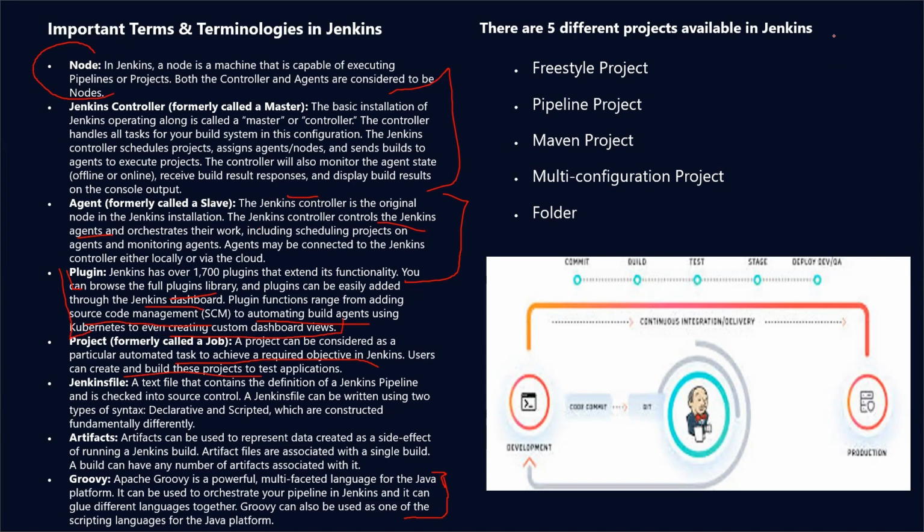So how many types of project are there in Jenkins? There are freestyle project, pipeline project, Maven project, multi-configuration project, folder. Multiple project types are there. This I will explain to you. How does Jenkins continuous integration delivery work? Commit, build, test, stage, and deploy. We already discussed this in the previous slide. So development to code commit, then it will go to test. After it is done, it will go to production server, right?